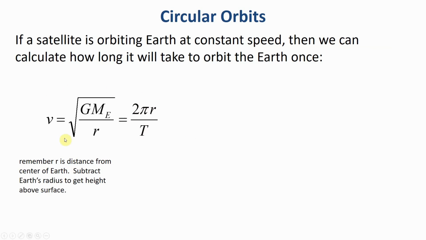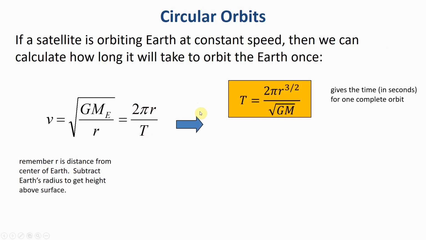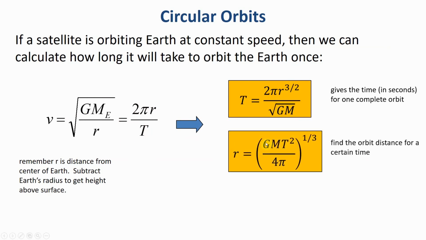Suppose I take this equation and solve it for t. The algebra is a little gross, but what I get is the time to do one orbit of radius r in seconds. So I could figure out how long it's going to take a satellite to go around. Or I could solve it instead for r. Now I get r is (GMT squared over 4 pi squared) to the 1/3 power. And this is going to be the distance of an orbit that gives me a specific time to go around.